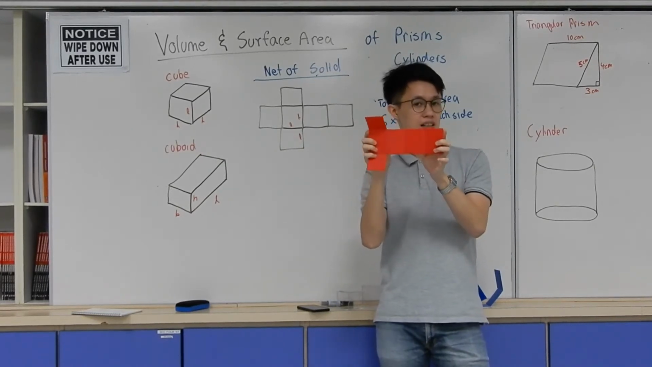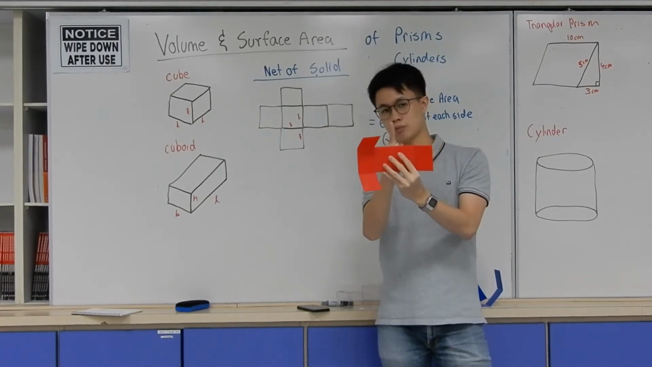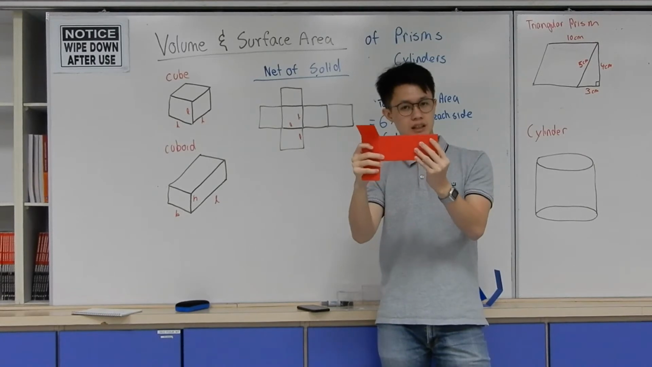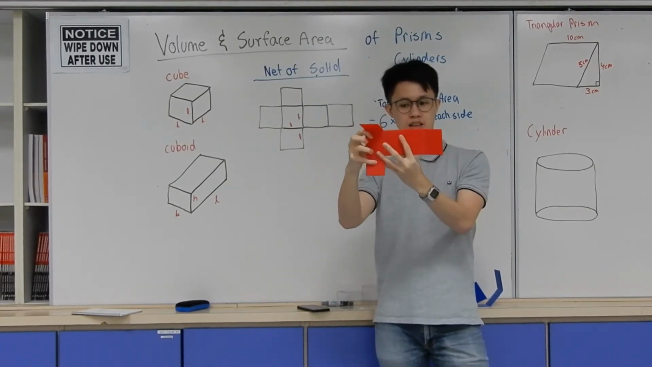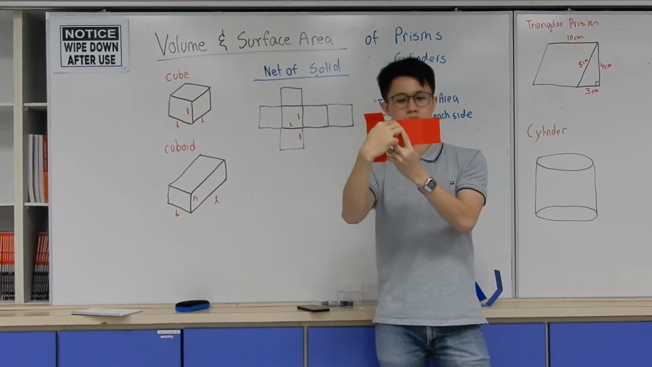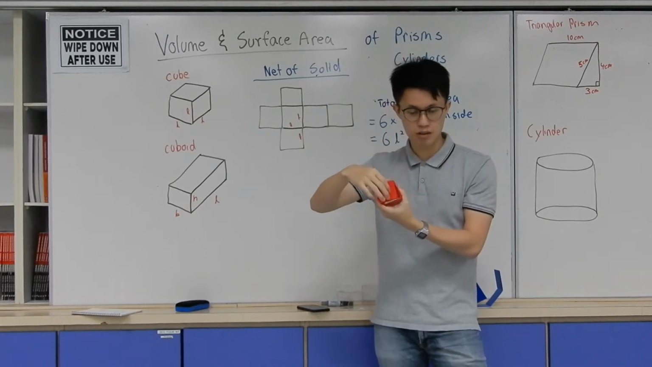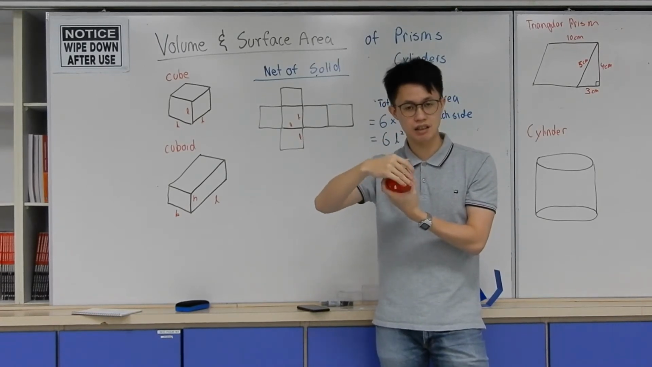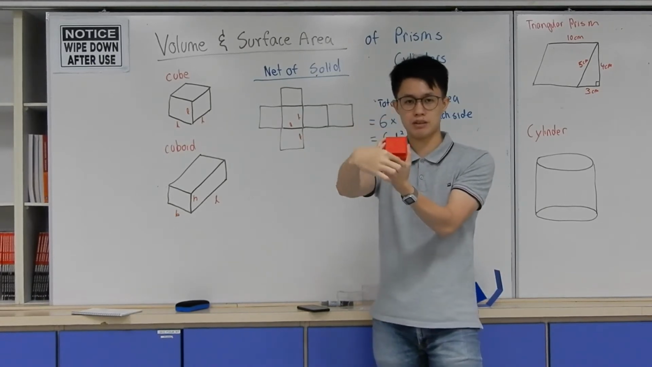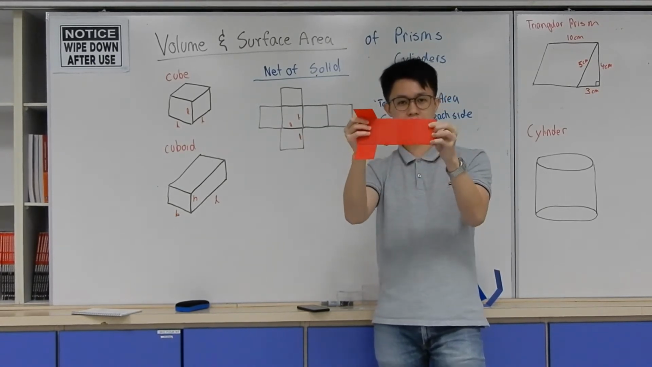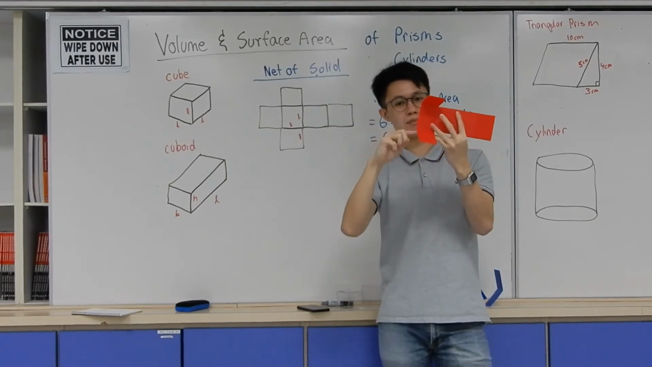Now, can I easily find the area of these 4 rectangles without computing each rectangle? I can. Can you see that the length of this larger rectangle, this whole thing here, isn't it just the perimeter of the base area? I show again. So this is the base area, right? So the perimeter of the base area, isn't it just the length of this larger rectangle?